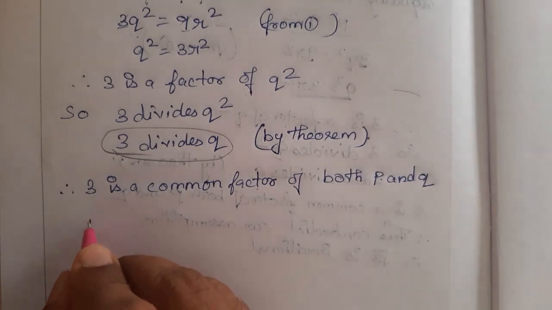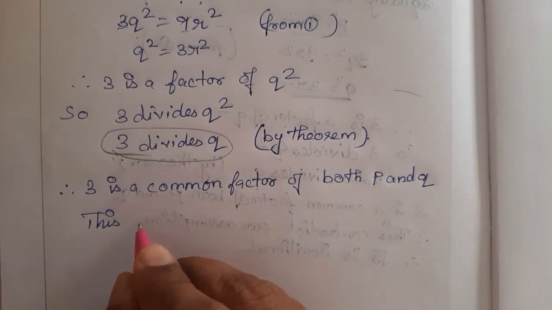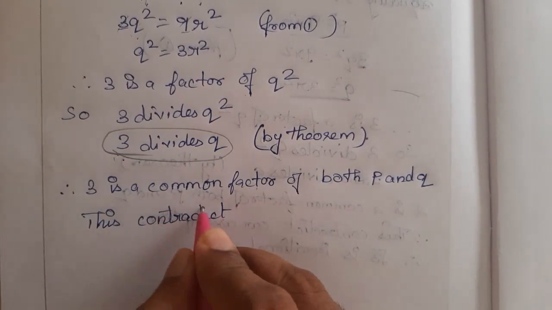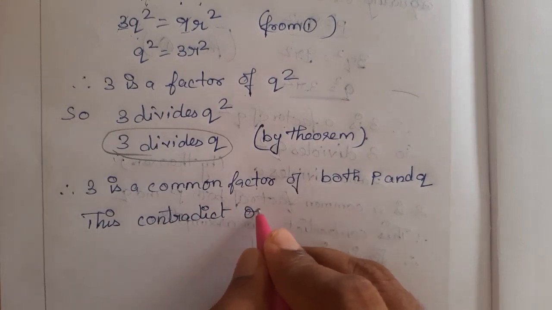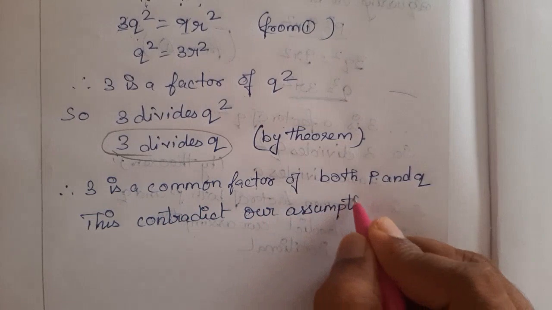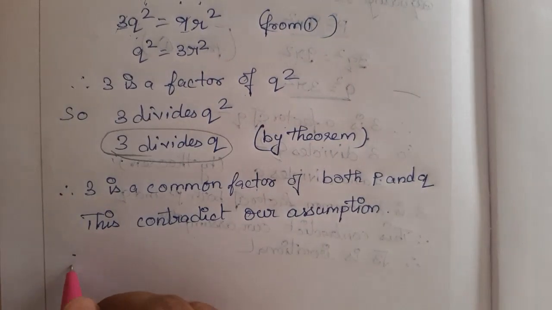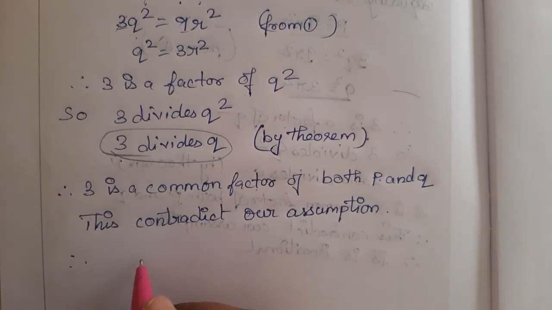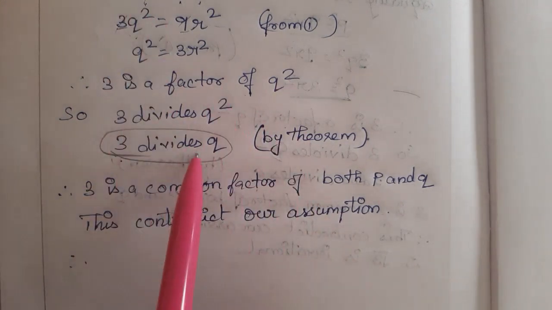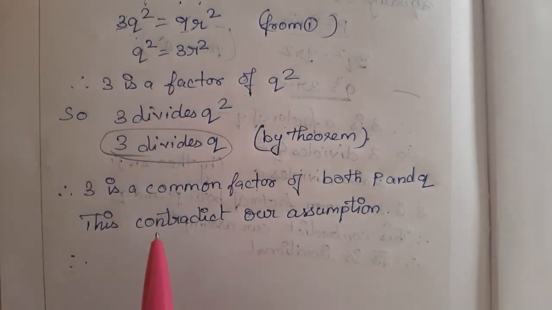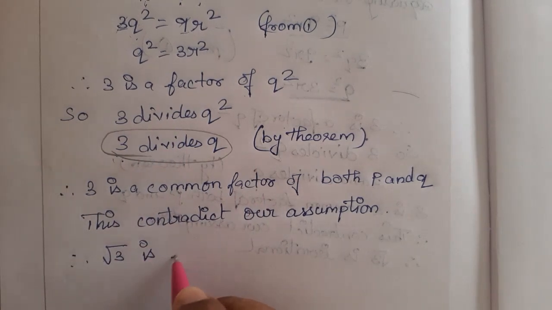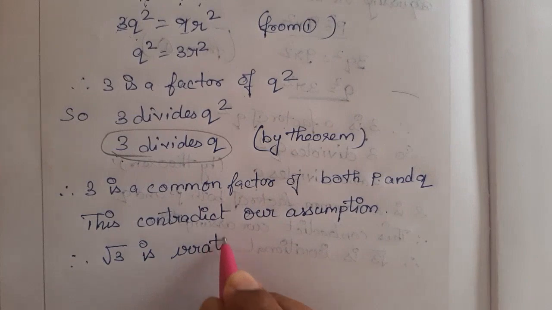Therefore this contradicts our assumption. So our assumption is rational, right? Then we can't prove that. It's not able to prove because we found it's not satisfying the rational condition. So obviously root 3 is irrational, right?